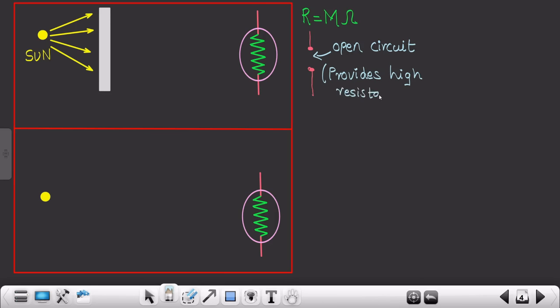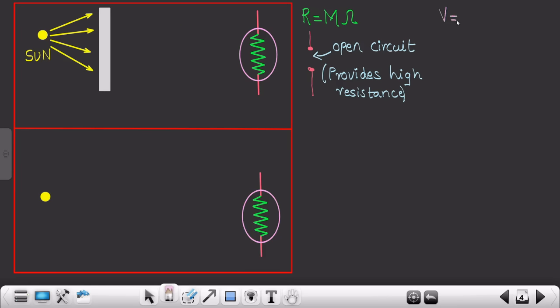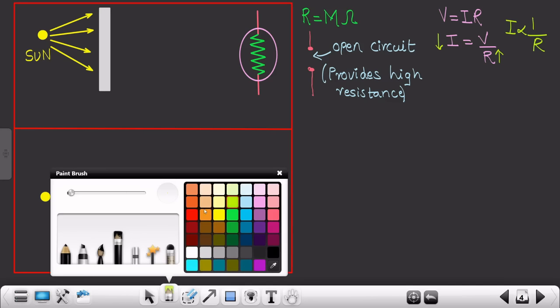Great. So this is what we had understood till now. We also know that by Ohm's law V = IR, and we also know that I = V/R, right? Now see over here, the value of this particular resistance is high. So your current should decrease, or it should be negligible. That means your current is inversely proportional to the resistance. If the value of the resistor is high, the value of the current would be low.